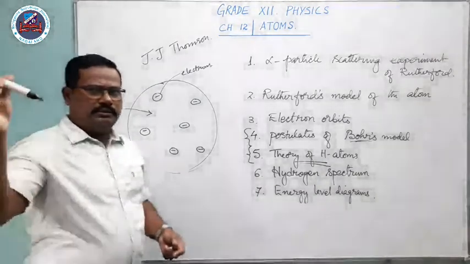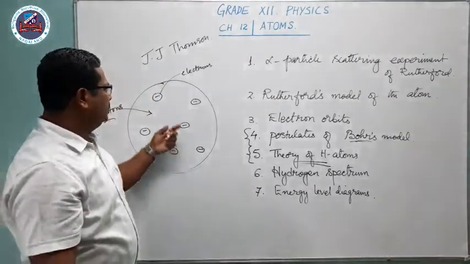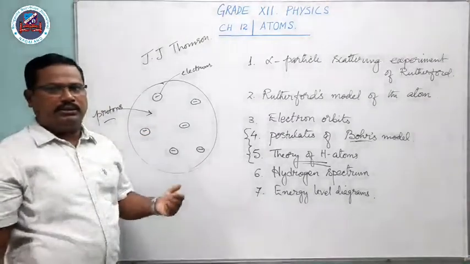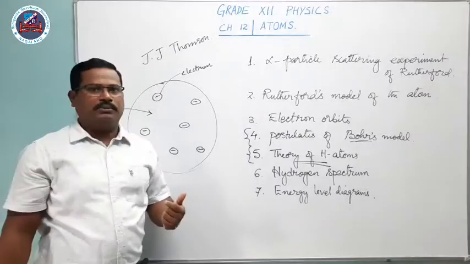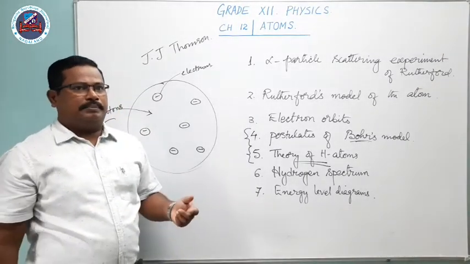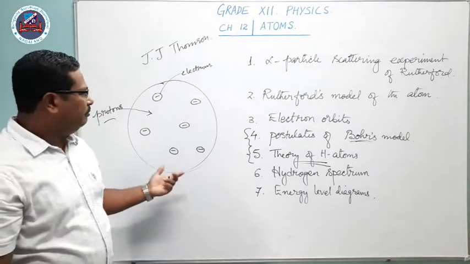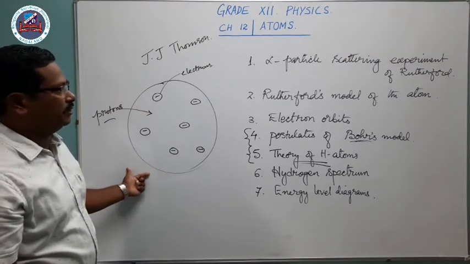But this theory failed because when heat is produced on the surface of a metal, we know that only electrons come out. The protons do not come out. That was the major drawback of J.J. Thomson's model of the atom. He was also unable to explain ions and ionic compounds in chemistry, how they are formed, and that was the major drawback of Thomson's model of the atom.